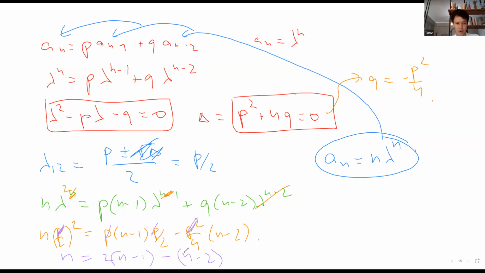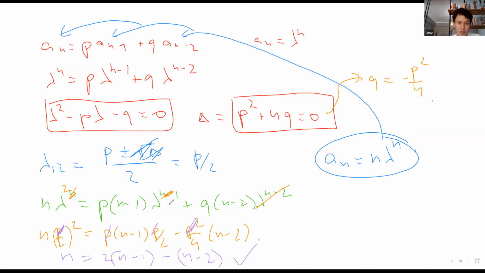And now look, guys, if I open up the parenthesis here, what do I get? 2n minus n is n, and then 2 minus 2. You guys see? This is exactly true. This is correct. So this works like magic. Basically, a_n, which is n lambda to the n, works like magic, because if I plug it in here, I'm going to get the green equation.